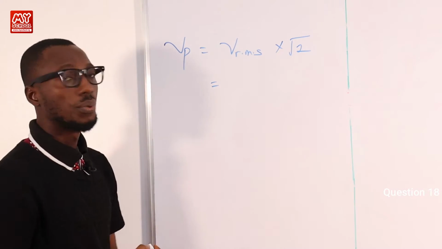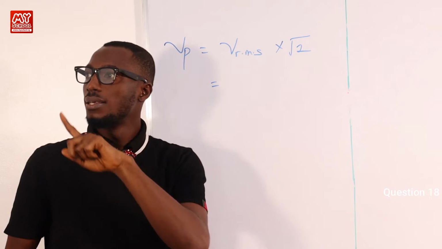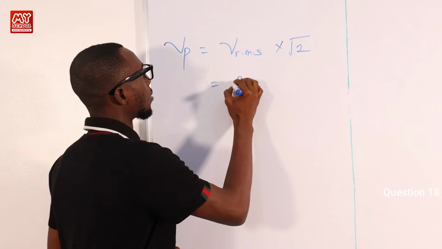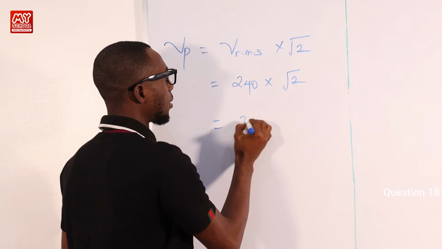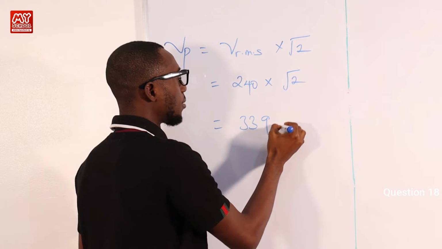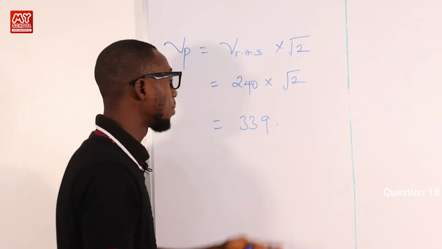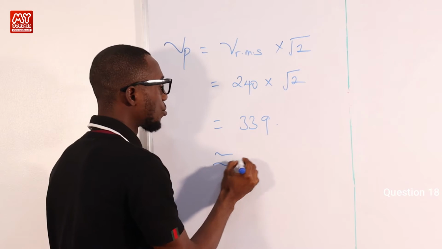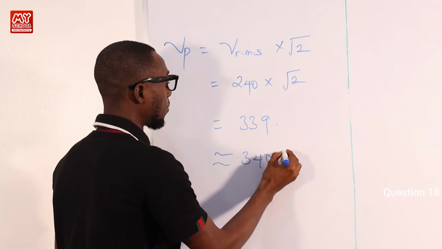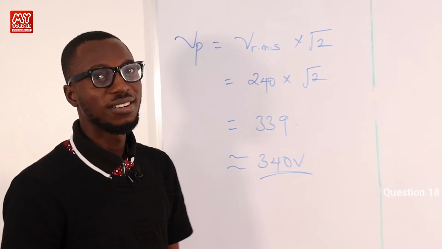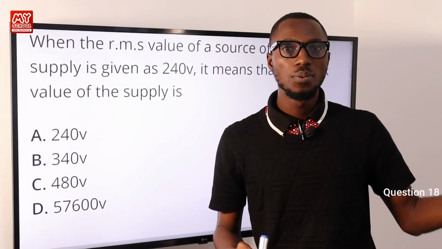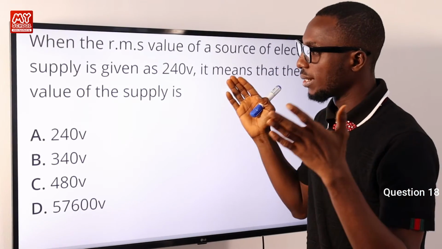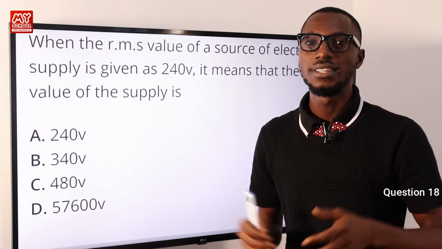So from the question, we have our VRMS as 240 volts times root 2. What we'll be having is 339 point some other figures like that. So we can round this up or approximate it to 340 volts. So we have to just go back to our screen and select the correct option. When we look at option B, it tallies with what we have on our whiteboard, so we can confidently say that option B is the correct option.